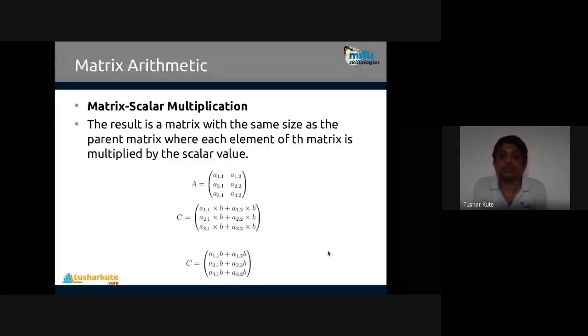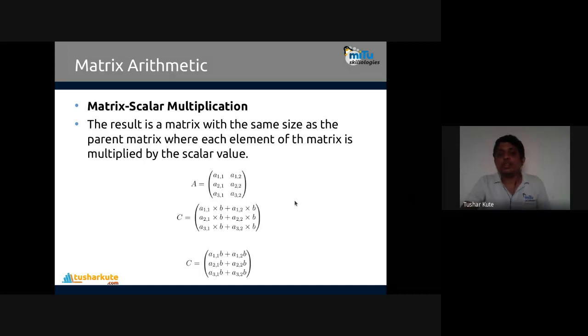Okay, so just a minute. Let's continue. Okay, that's what we have done over here. Check it out. It's fine. So, for example, the result of a matrix is with the same size as the parent matrix, with each element in the matrix multiplied by a scalar value. So, scalar value is B here. I just used it in the previous example that we have seen.